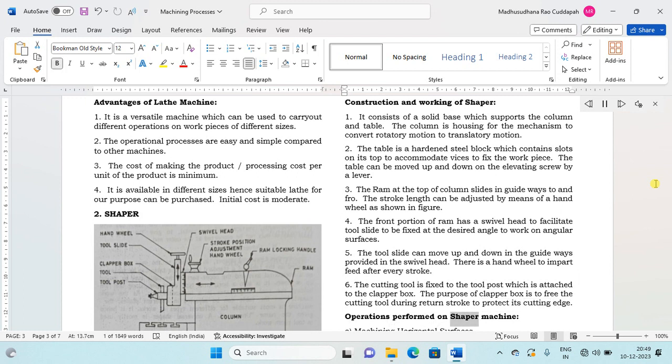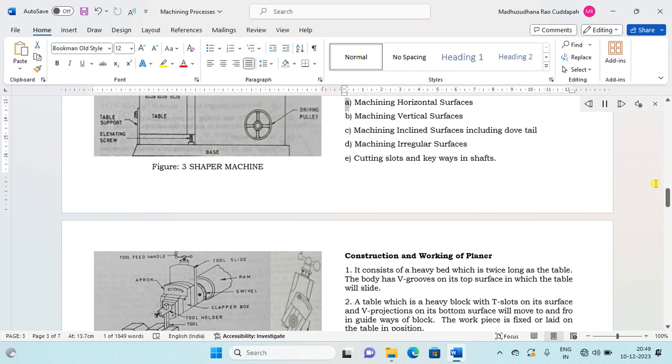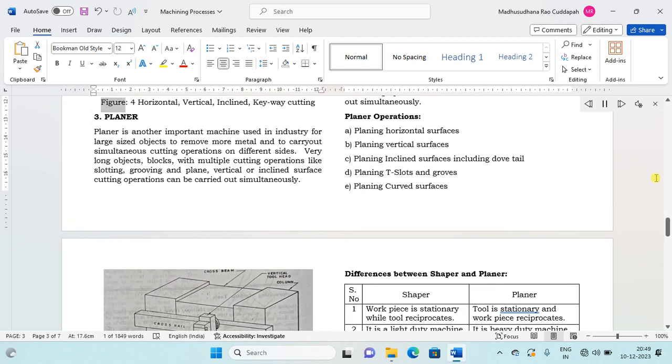Operations performed on shaper machine. A. Machining horizontal surfaces. B. Machining vertical surfaces. C. Machining inclined surfaces including dovetail. D. Machining irregular surfaces. E. Cutting slots and keyways in shafts. Figure 4. Horizontal, vertical, inclined, keyway cutting.